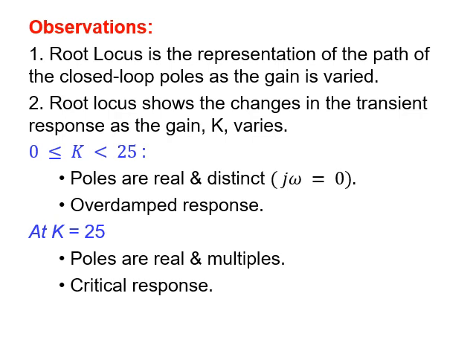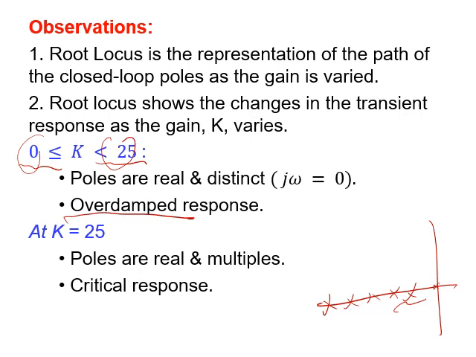The change of the gain will change the position of the poles, which results in what we have studied in the transient response. For example, when the gain goes from 0 up to 25, the poles are on the real axis, here and here, then here and here, and so on. While the poles move during this time, the system response is overdamped, until we reach a gain of 25. When the gain equals 25, the two poles are at the same location, and this is called critical damping.